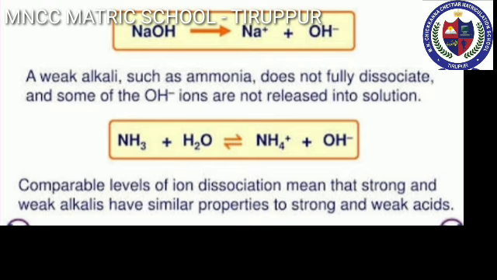Second, a base that ionizes in water to give two hydroxide ions per molecule is called a diacidic base. For example, calcium hydroxide. And third, a base that ionizes in water to give three hydroxide ions per molecule is called a triacidic base. For example, aluminum hydroxide.